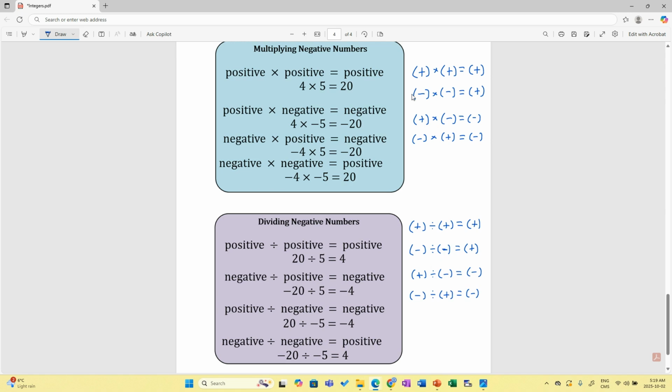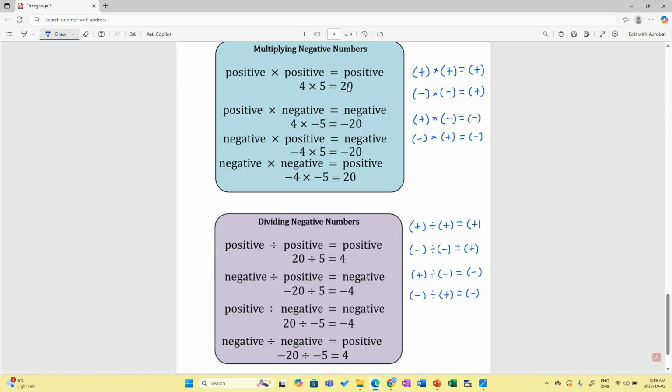So pretty much the rules for multiplying and the rules for dividing integers yield the same results. Two positives get a positive, two negatives get a positive, I'm sorry, and a positive and a negative gets a negative, and a negative and a positive gets a negative. So here are some examples.